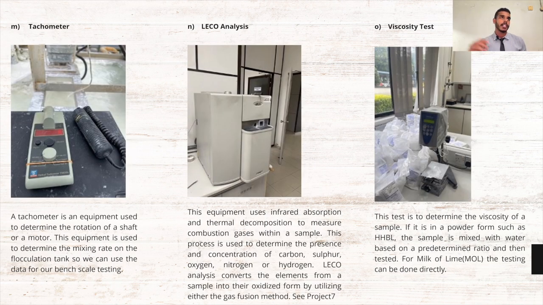And the last few tests are the tachometer test. This is to determine the rotation of a shaft. Then LECO analysis. This LECO equipment is also specialized and it's used to determine the amount of carbon dioxide and water in a given sample. And the last test that I did a lot was the viscosity test, which is to determine how viscous a sample is.